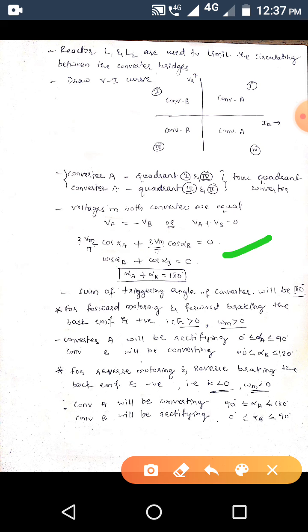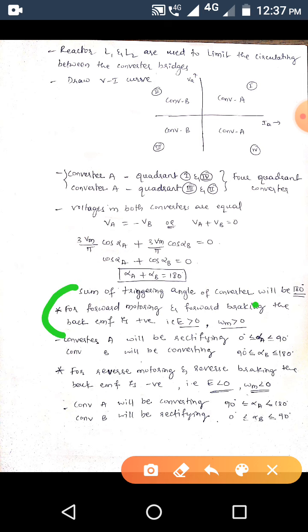Then if you simplify this again, you will get the triggering angle A plus triggering angle B, that is the triggering angle of converter A plus the angle of converter B, will be 180 degrees. It means the sum of the triggering angles of both the converters will always be 180 degrees. So that we have shown here. As I discussed earlier, this is an important point.